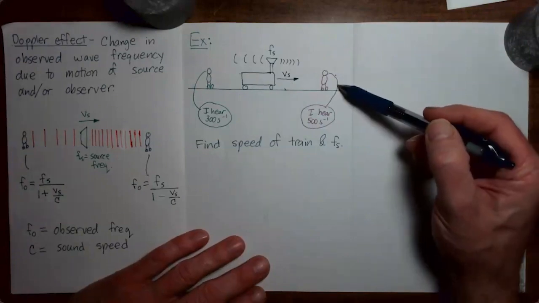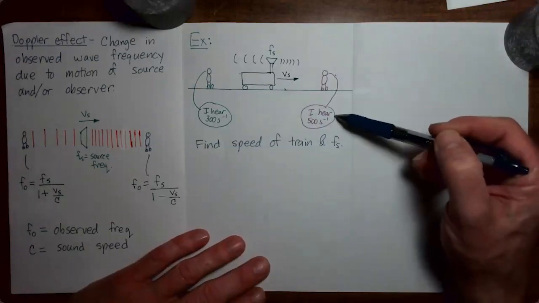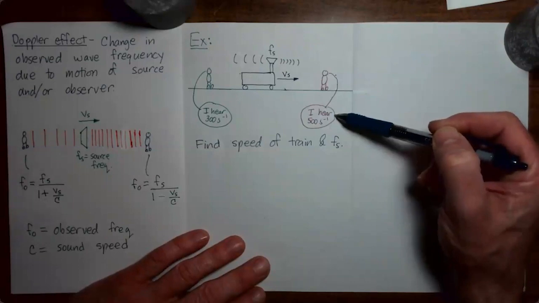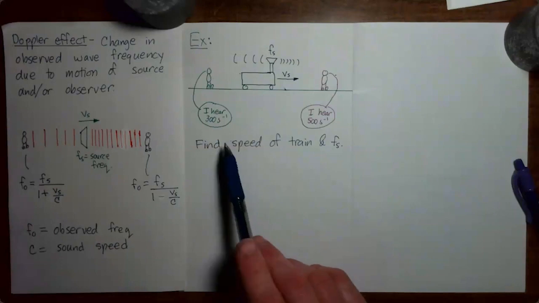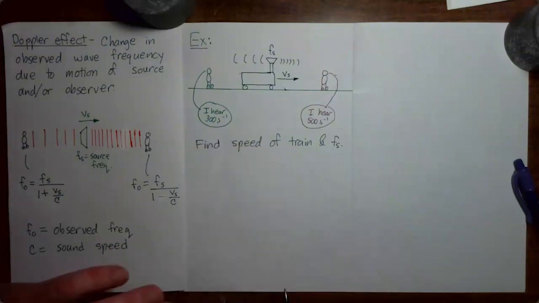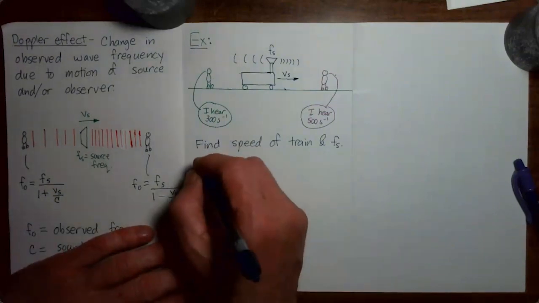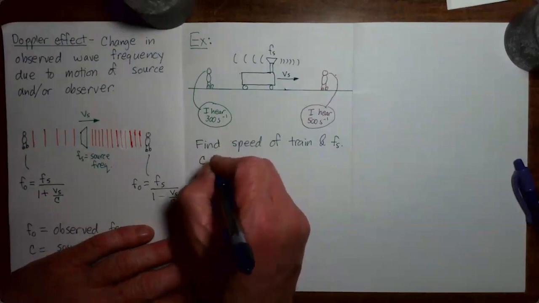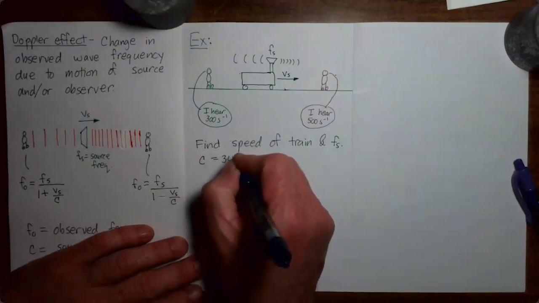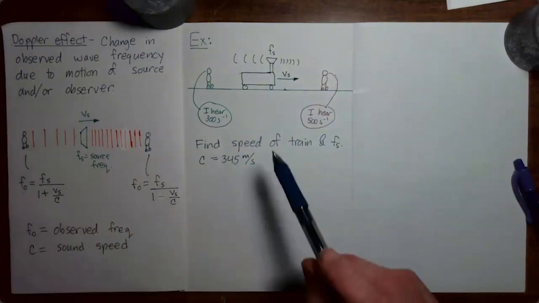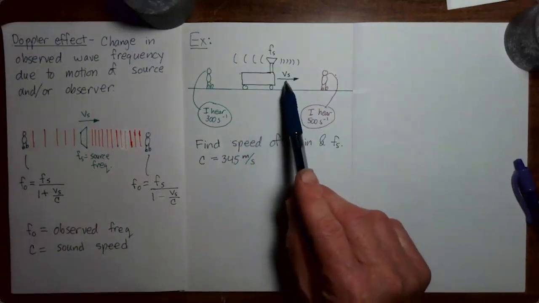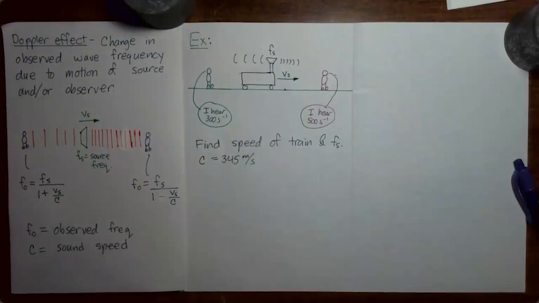The purple observer reports that he receives 500 compressions per second. The green observer reports that he receives 300 compressions per second. We're going to say also that the speed of sound is 345 meters per second. From that information, we want to determine the speed of the train and also the source frequency.